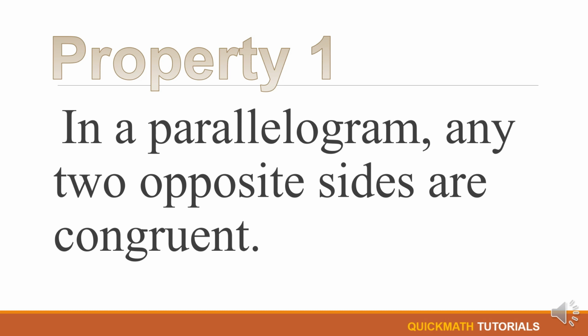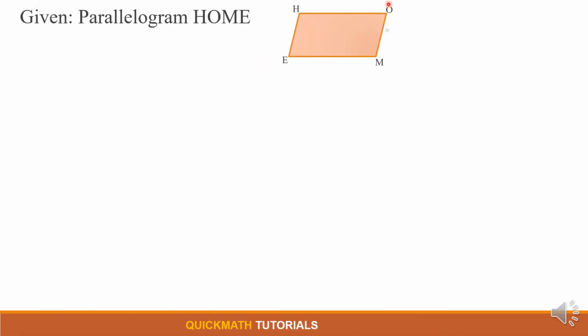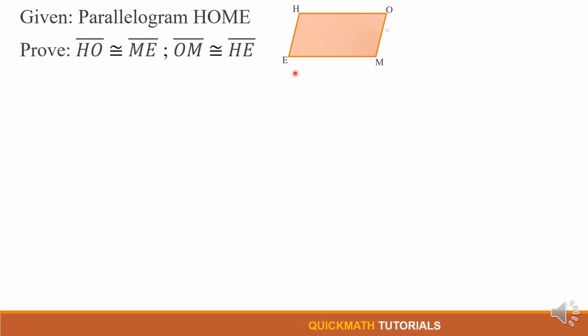To prove this property, we have the given parallelogram HOME. We will prove that the line segment HO is congruent, or equal, to the line segment ME. Then we will also prove that the line segment OM is congruent to the line segment HE. Since we will try to prove property number 1, saying any two opposite sides of a parallelogram are congruent, we will prove this one.